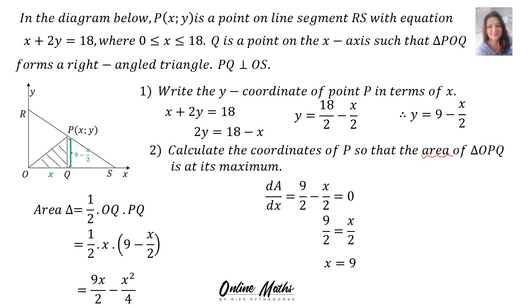But they want the coordinates, so now we know x is 9. So for the y coordinate, y was 9 minus x over 2. So in x's place we substitute 9 and then y is 4.5. Therefore P's coordinate is the point (9, 4.5).